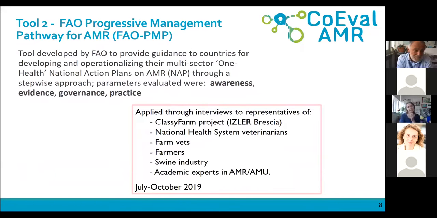Okay, as second tool, we used the FAO Progressive Management Pathway for AMR, which was developed by FAO. And this was specifically created to provide guidance to countries for the development of national action plans against antimicrobial resistance. As for the NEO tool evaluation, we took advantage of interviews with representatives of stakeholders and actors who take part in this Classifarm system.